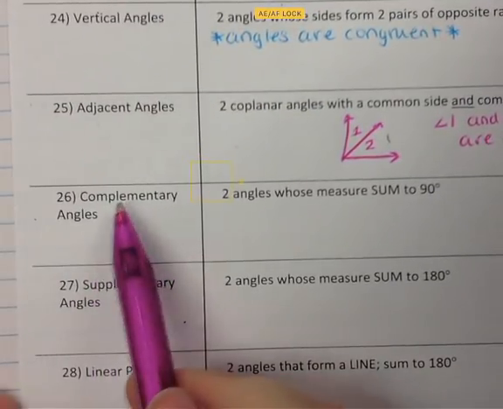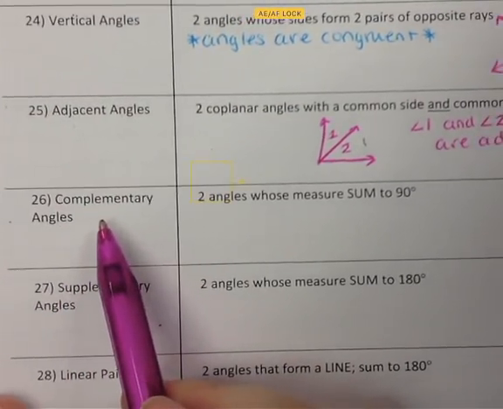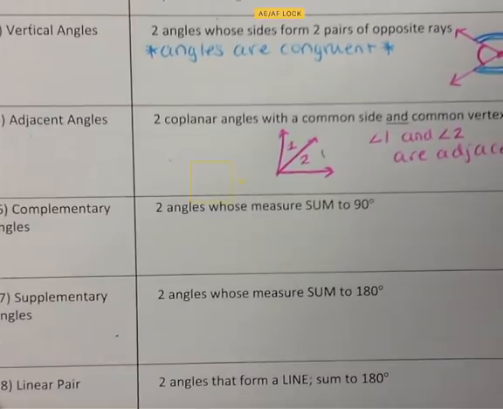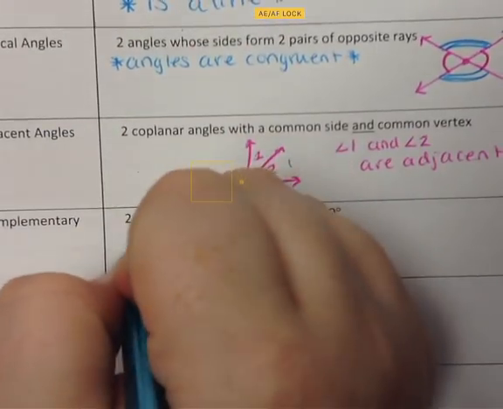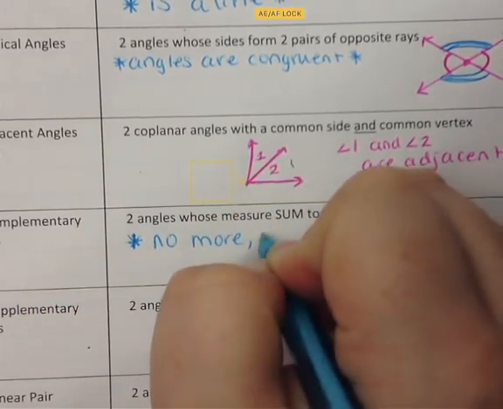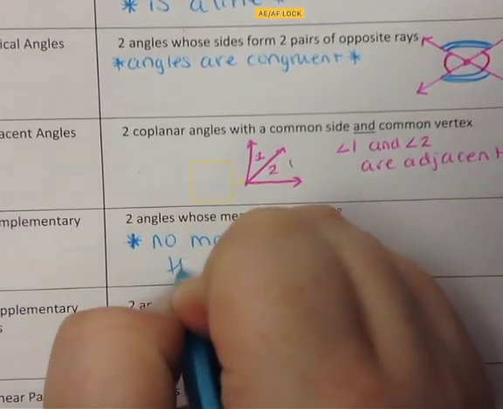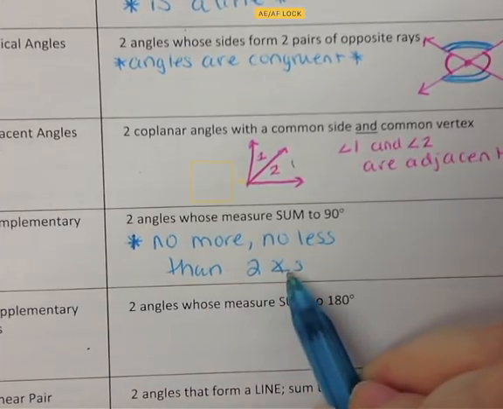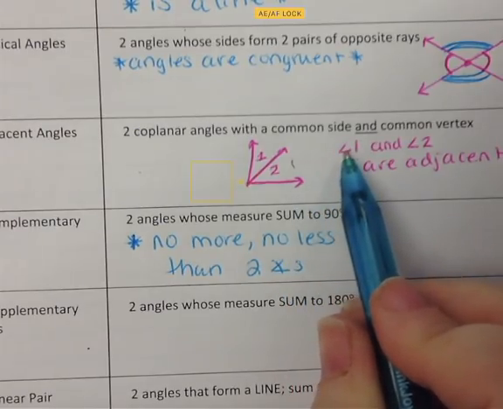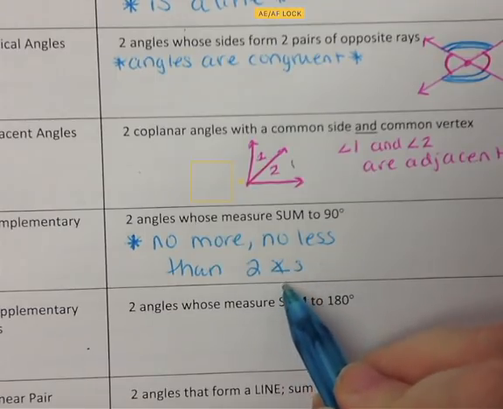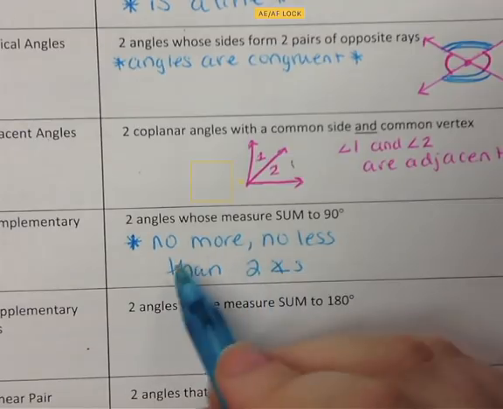The next word is complementary angles. Complementary angles are 2 angles whose measures sum, which means to add, to 90 degrees. Important piece, no more, no less than 2 angles. This symbol is also representing an angle. It just has an arc going through it. It means the same thing as this angle mark up here. I just put an arc through it sometimes because I don't want it to look like a less than symbol. So I have no more, no less than 2 angles.